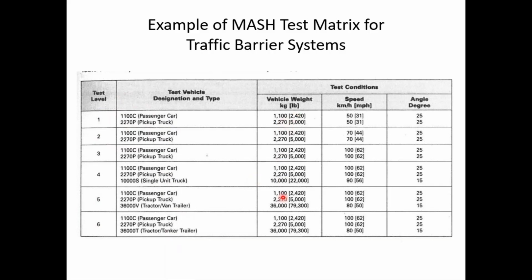You can see the associated vehicle weights, and notice the speeds that are used for testing: 50, 75, 100, 90, and 80. Those are the speeds that are used for testing. And then the angles, and really there are only two: a 25-degree angle of impact and a 15-degree angle of impact. So notice devices are not designed based on, for example, being struck at 90 degrees by a semi-truck. The angle of impact is relatively flat.